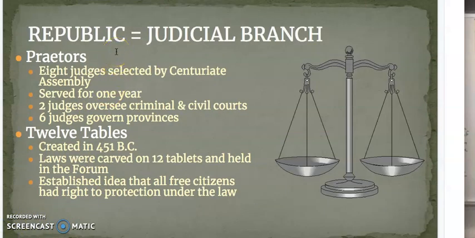We also see that under the judicial branch, they have individuals that oversee courts, as well as their laws that are referred to as the 12 tables that were also hung in the Roman Forum for all to see, which again is a similar theme when we think about the Code of Hammurabi, Ashoka's stone pillars. We start to see it's important for laws to be visible for people.